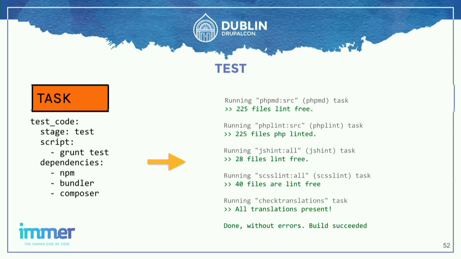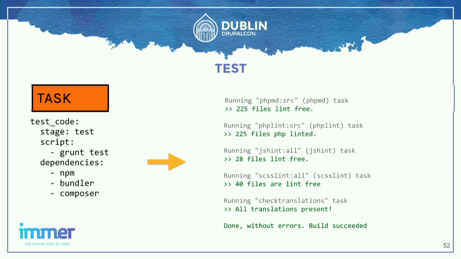A second example is our test code task. So that's part of the test stage. And what it does is it runs grunt tests, as I explained earlier. So you can see on the right what it does. It does the PHP mess detector first, then PHP lint, which I didn't even tell you about, but that just checks if you have any syntax errors within your PHP files.